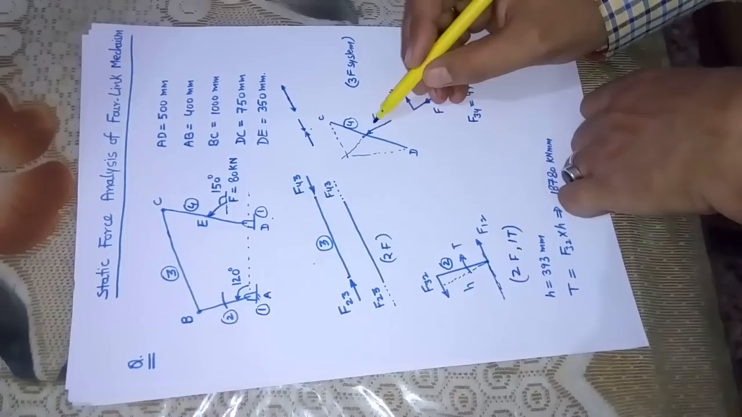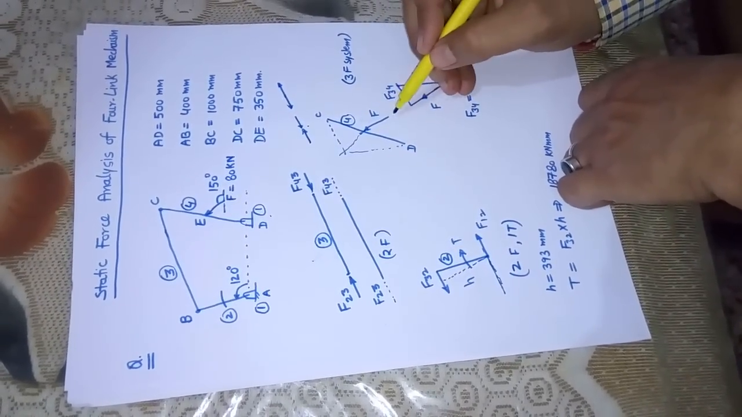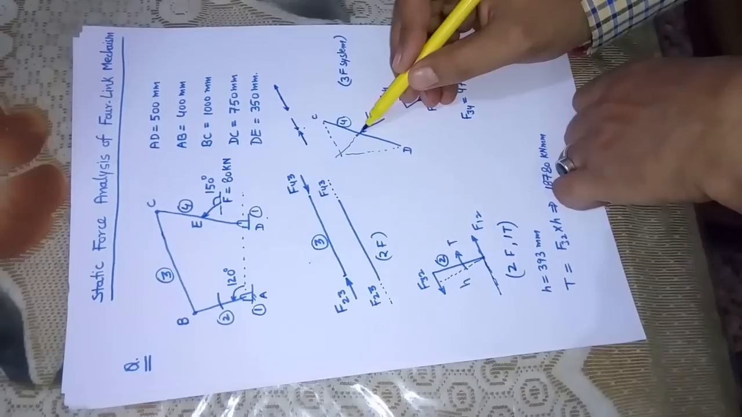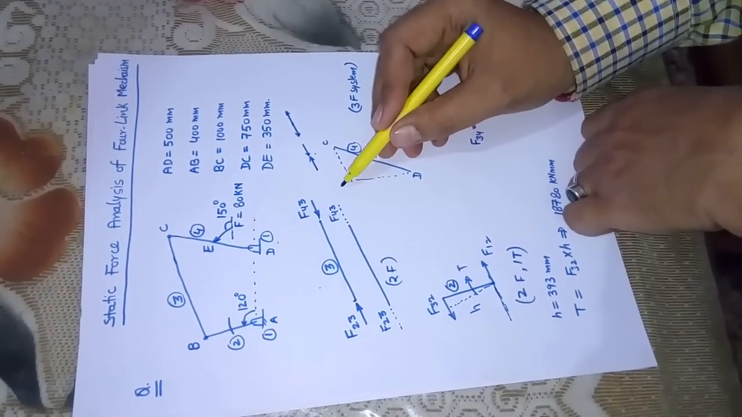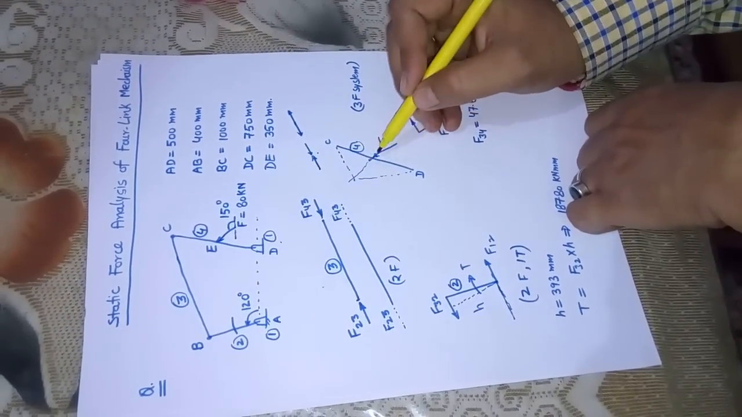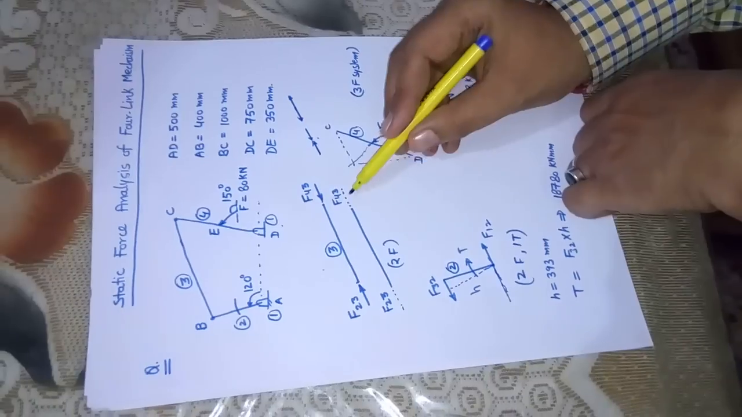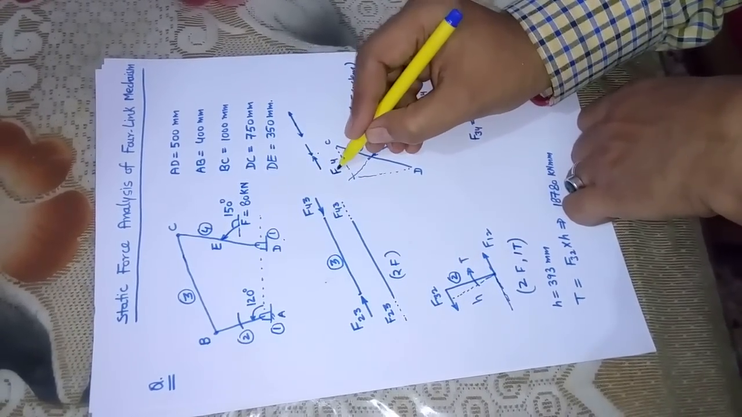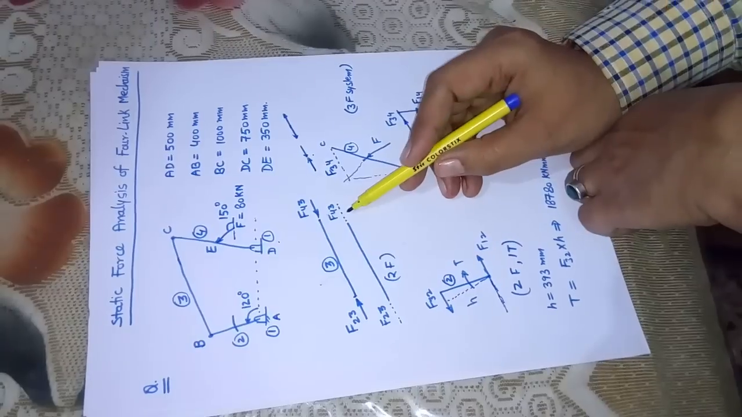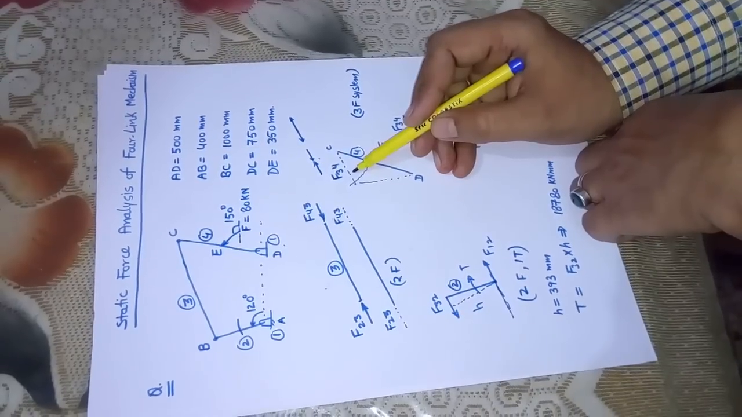So what we have done, we have made the link, that is link number 4, drawn the force with the proper scale, and then extended its line of action. Now we have to determine the lines of action of the two forces. One of the forces, that is F on 4 because of 3, is going to be opposite of F on 3 because of 4, but we do not know its arrowhead.